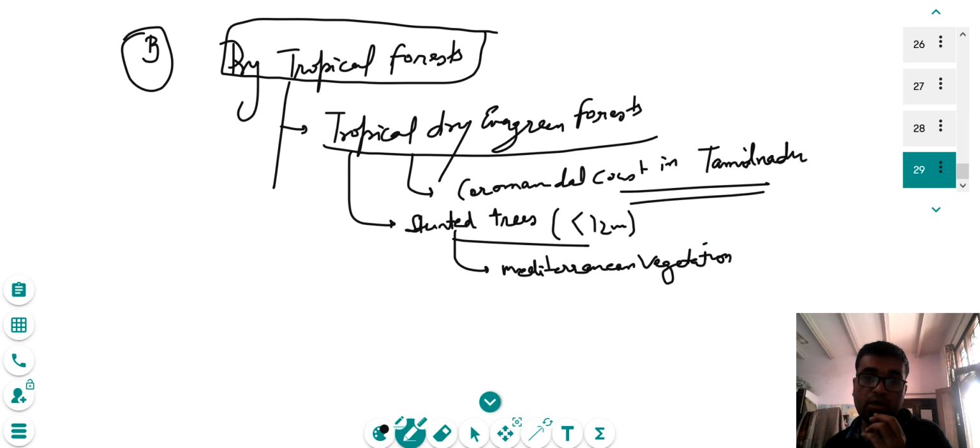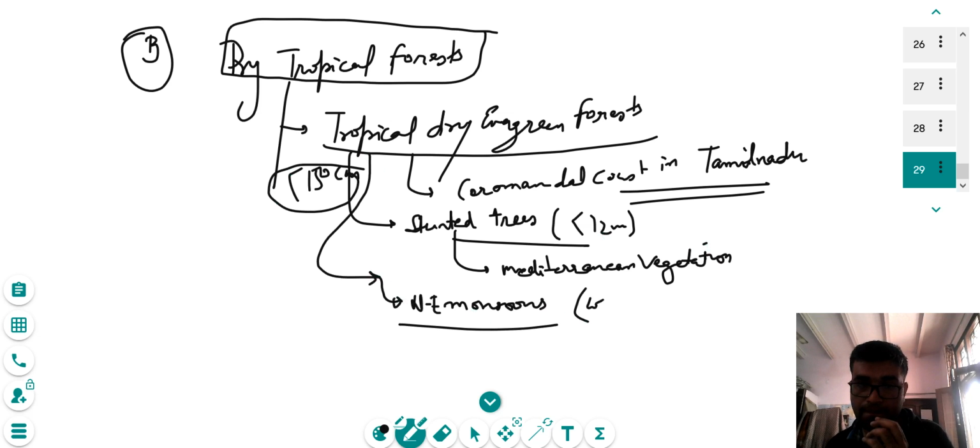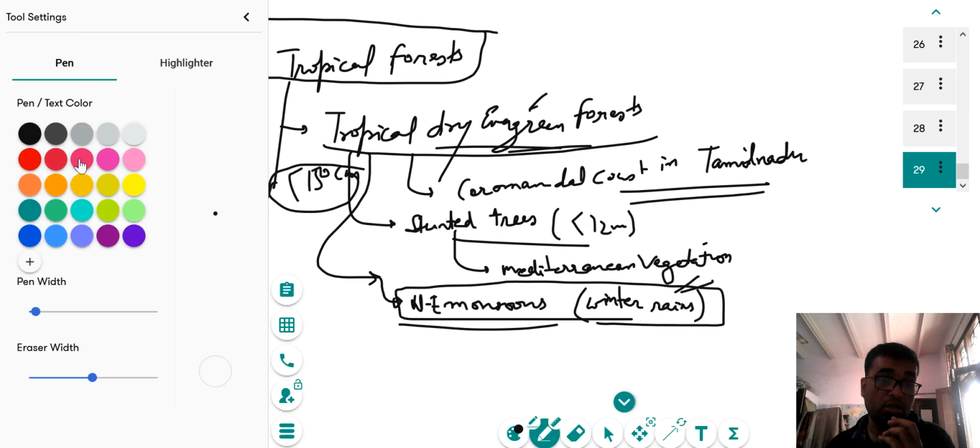Okay, and the main reason given for the evergreen nature, even though the rainfall is less than 150 centimeters, is a more peculiar one: the northeast monsoonal winds or the winter rains. These winter rains are given as the main reason for the evergreen nature of the tropical dry forest on the Tamil Nadu Coromandel coast. Now comes the next aspect, the trees in this forest.